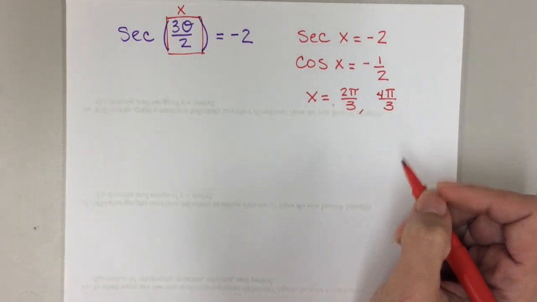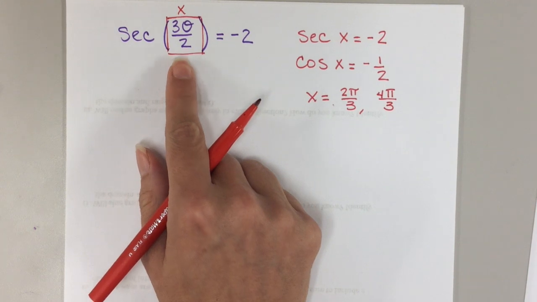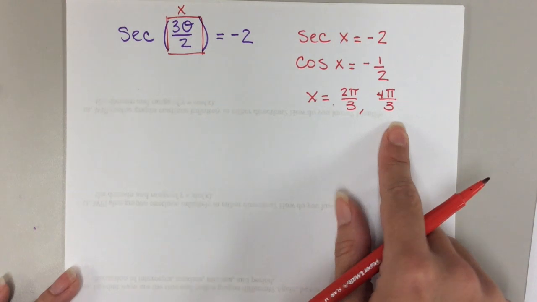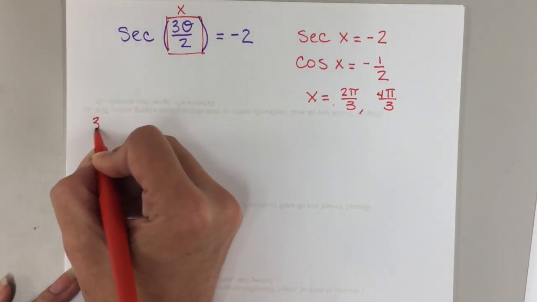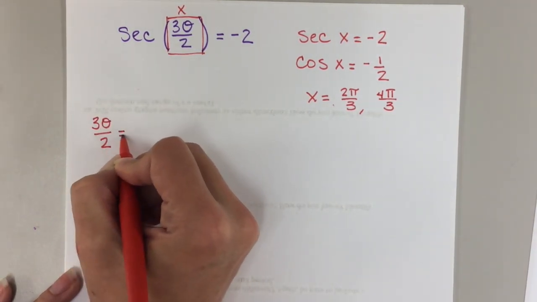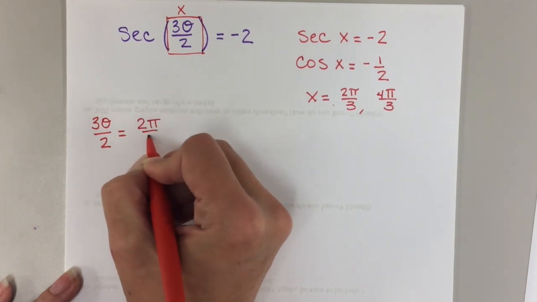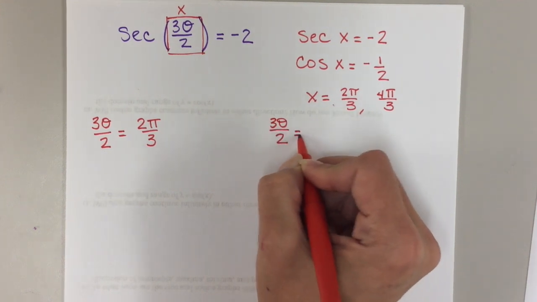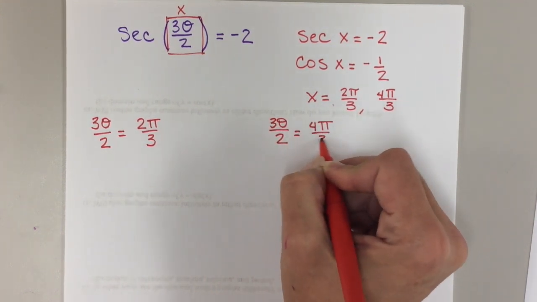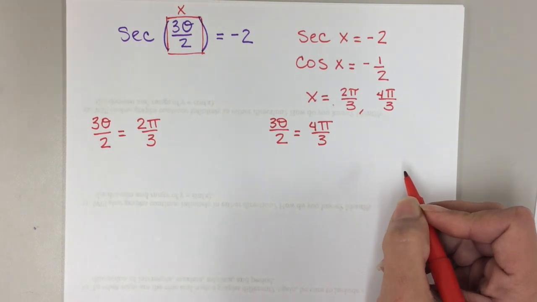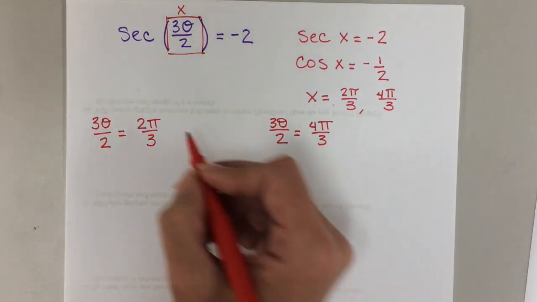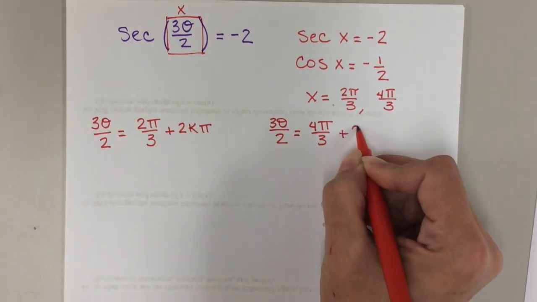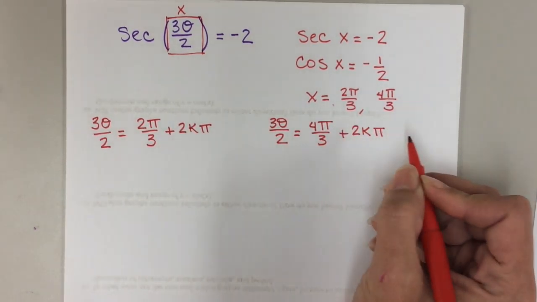Okay, so now we're ready to deal with this. So notice this equals x, and so do these. So we're going to set up two equations. We're going to say 3 theta over 2 equals 2 pi over 3, and 3 theta over 2 equals 4 pi over 3. Then we are going to use general form, so plus 2k pi, plus 2k pi.